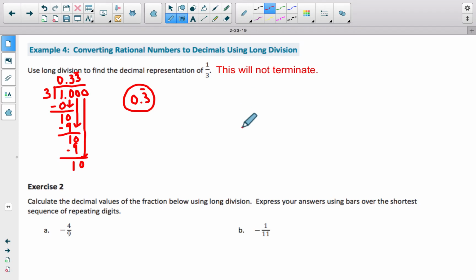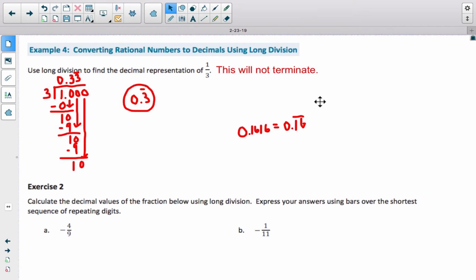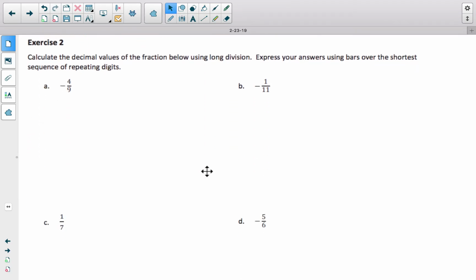If I had something like this, 1 6 1, oops, sorry about that. If I just had these 16s repeating, you would write it as this. And the line would have to go over the 1 and the 6 because both of them are repeating. So just make sure you are putting the line over the shortest sequence of repeating digits. When you're done with exercise 2, come back and check the video to make sure you did it correctly before moving forward.